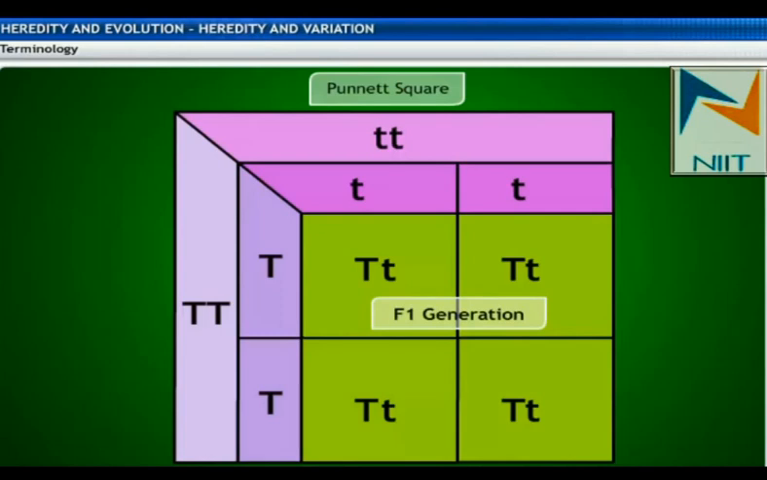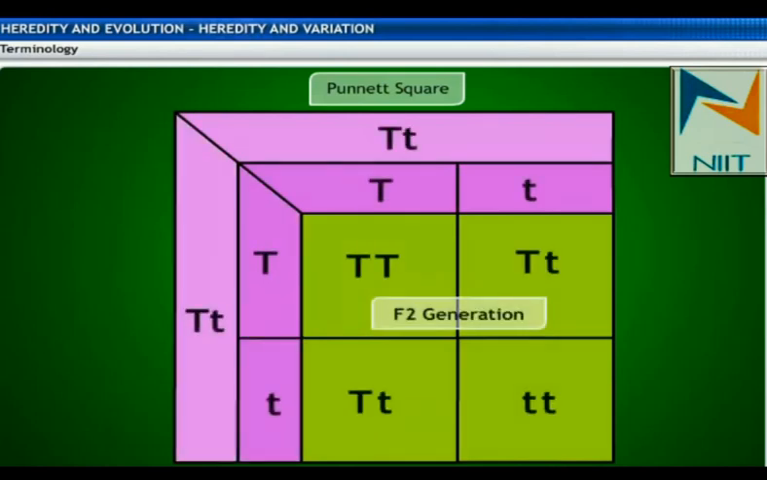F1 generation is the first filial generation, the offspring produced by crossing two parental strains. F2 generation is the second filial generation, the offspring produced by crossing F1s.